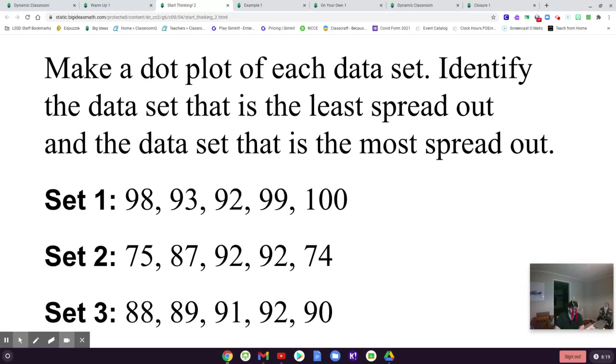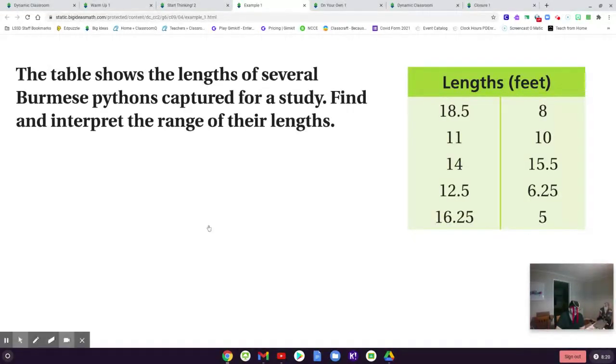They're very close together. So that is called the range, is when you take the maximum, the biggest number, subtract the minimum, the smallest number, and that tells you how spread out your data is. That's called the range. Okay, so here we have a table with all sorts of different lengths of Burmese pythons. Delicious. And it says to find and interpret the range for their lengths. So you have 10 different pythons here. See if you can figure out what is the range of the lengths of pythons.